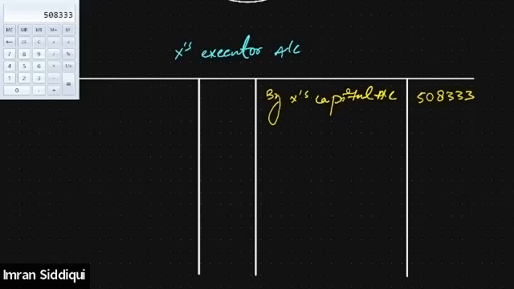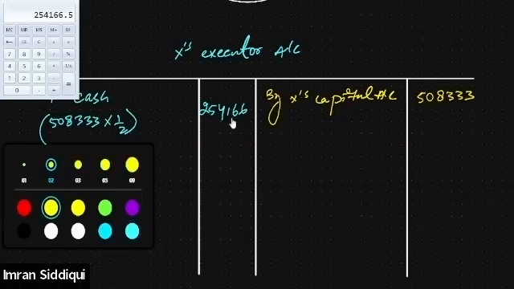Yes or no? Yes, sir. Good. And now the question says that half of the amount due needs to be paid to the executor immediately. That means half of this has to be paid to the executor immediately, to bank or to cash. Half of 5,08,033 will be 2,54,166. 2,54,166. And the remaining amount will be transferred to his loan account.